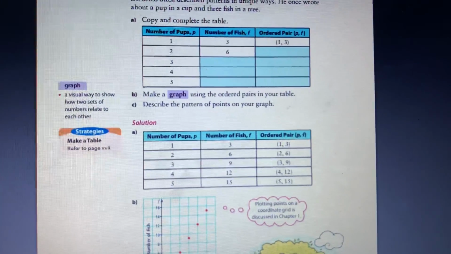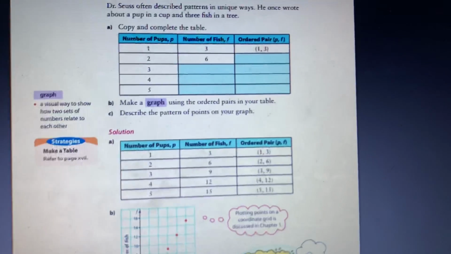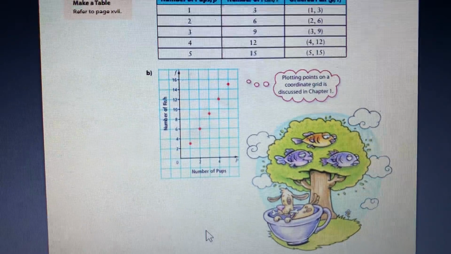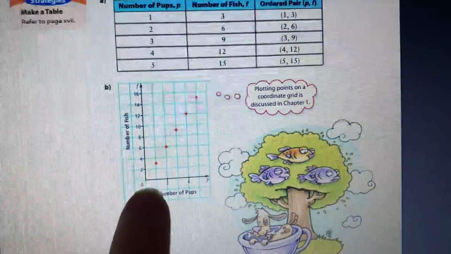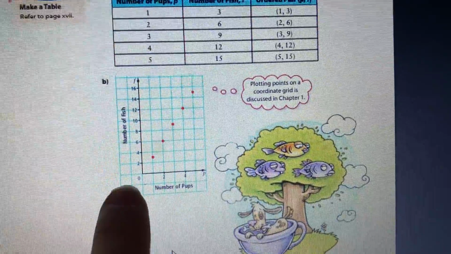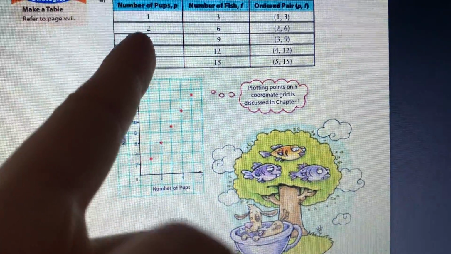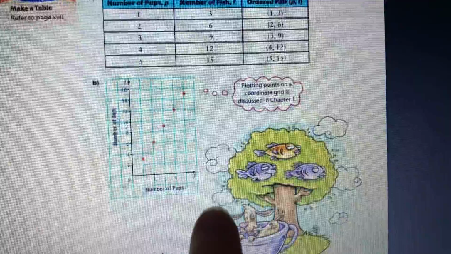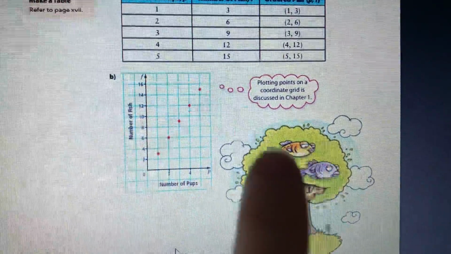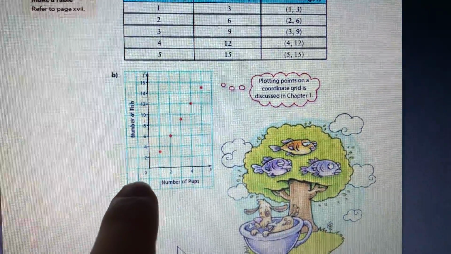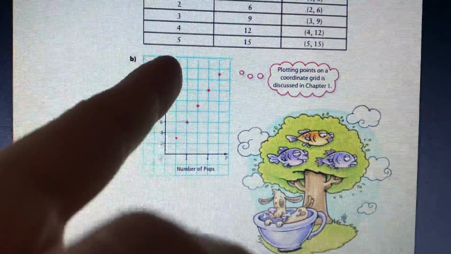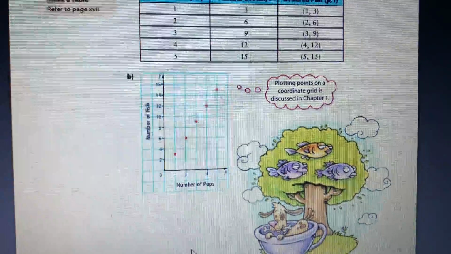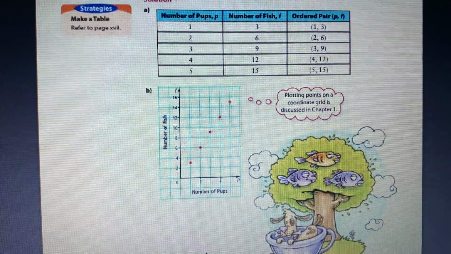Then we need to make a graph using the ordered pairs in your table. So down here, they've completed a graph. So this is what you're going to do on your graph paper or equivalent. So the first ordered pair, remember, this is your X and this is your Y. So even though you're using different letters P and F, the first number has to be in the X column and the second number has to be in the Y. Okay, so don't get confused just because we're using different letters.